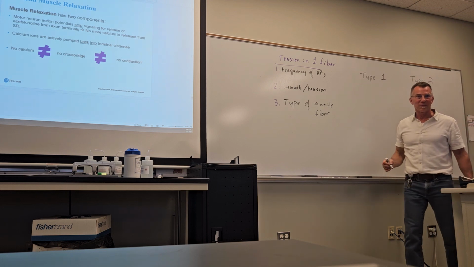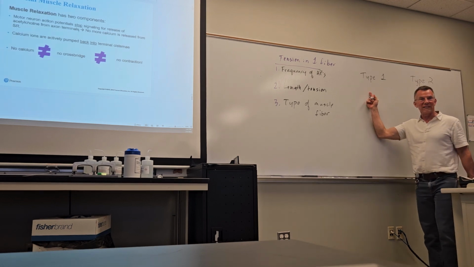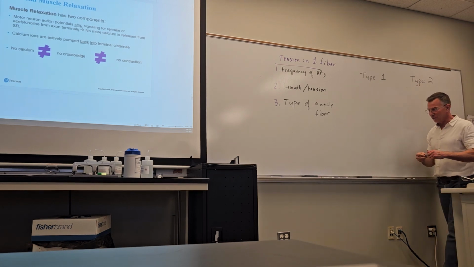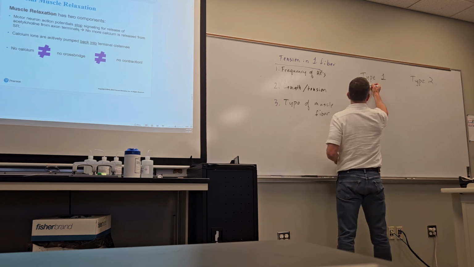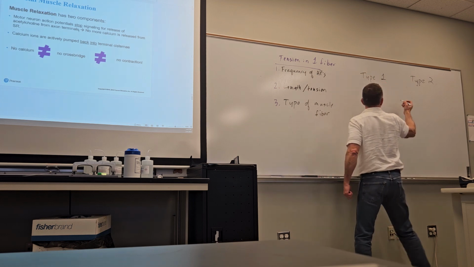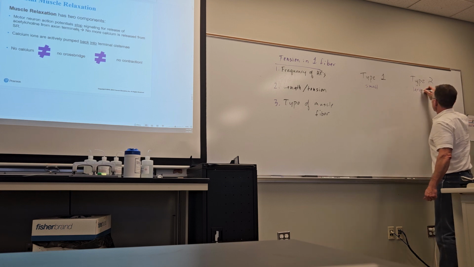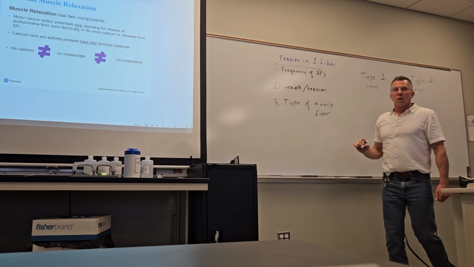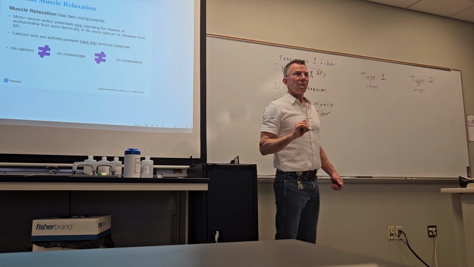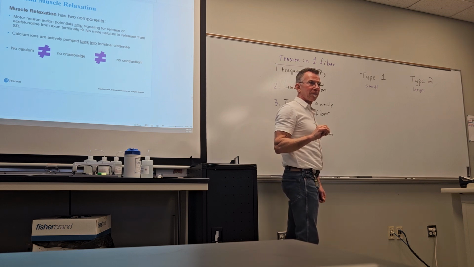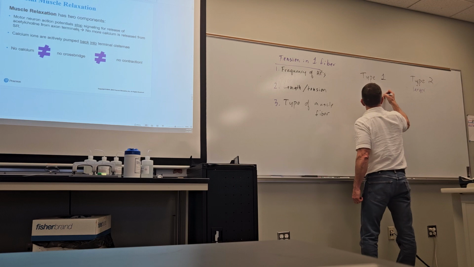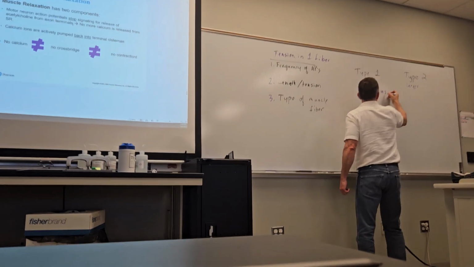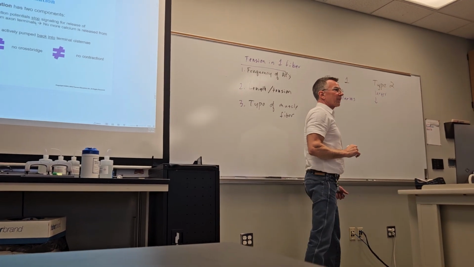What's the difference in diameter between type 1 and type 2? Type 1 is smaller. Type 2 is larger. Who has more capillaries? Type 1. Yep. Increased capillaries, which means increased blood flow.